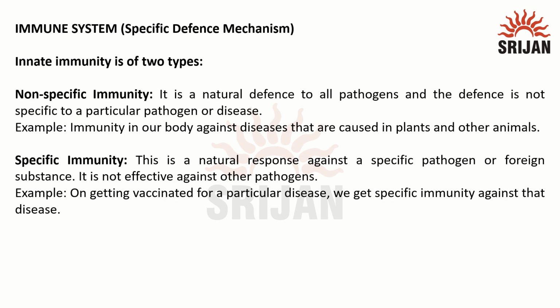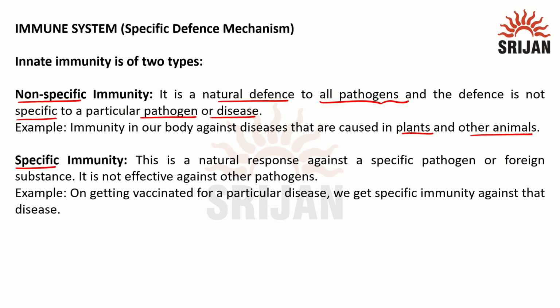Now, in innate immunity, we have two types, that is non-specific and specific. It is non-specific because it is a natural defense to all the pathogens, and the defense is not specific to a particular pathogen or disease. Example, immunity in our body against diseases that are caused in plants and other animals.